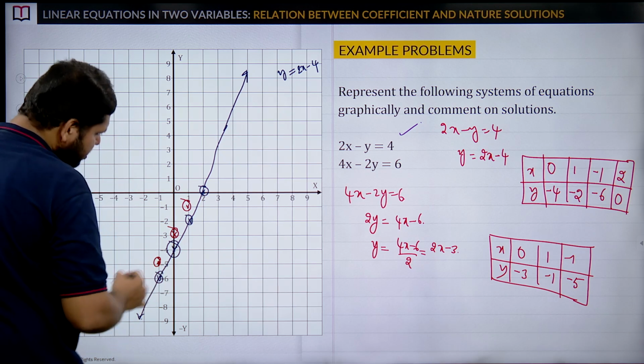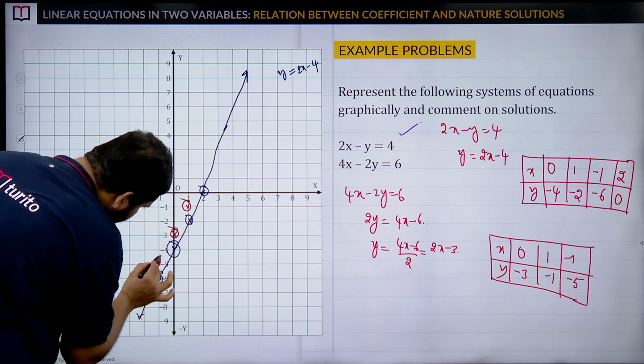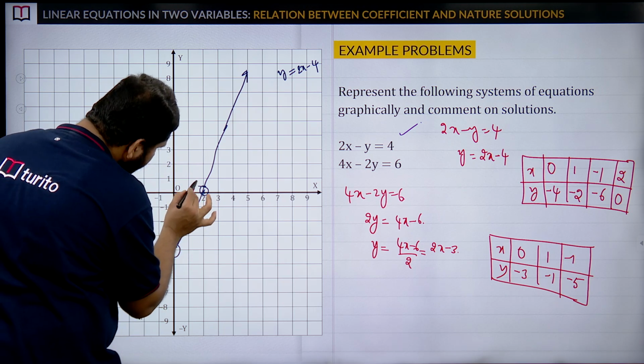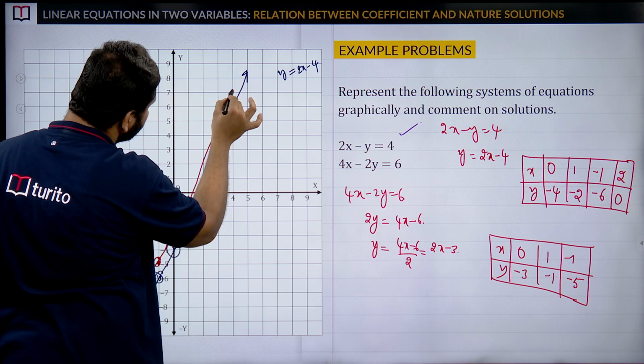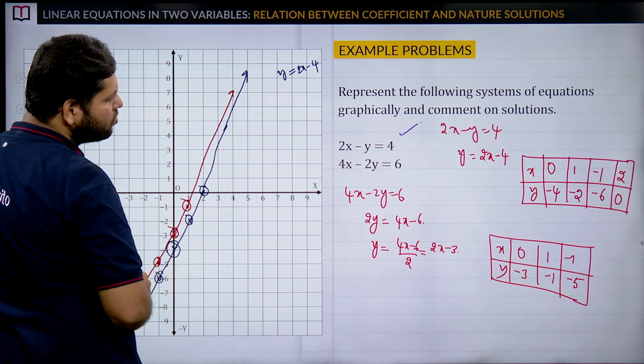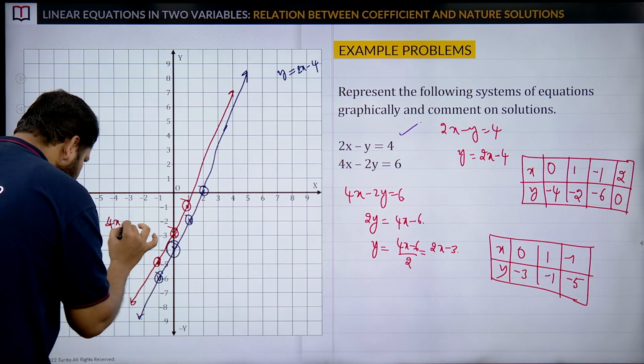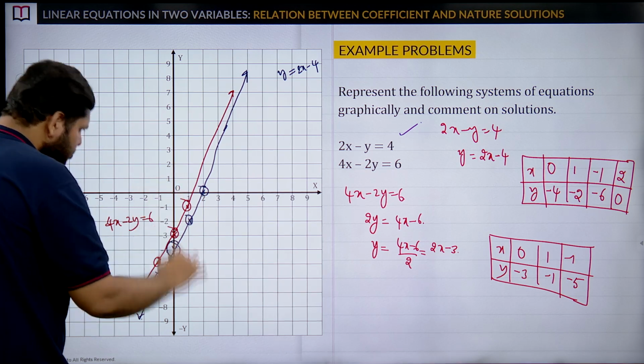Okay, it is the equation, children. So again I am joining all the points one by one. So this is equation 2, children. So what is equation 2? 4x minus 2y is equal to 6. So this is equation 2.